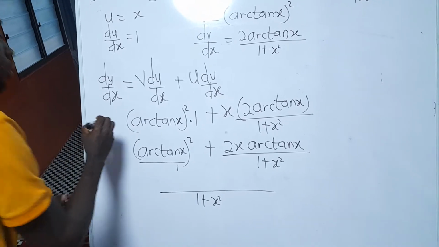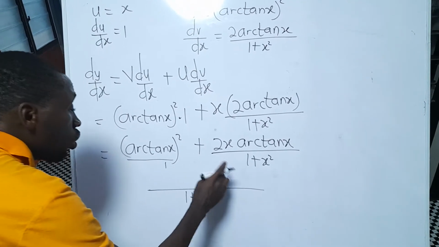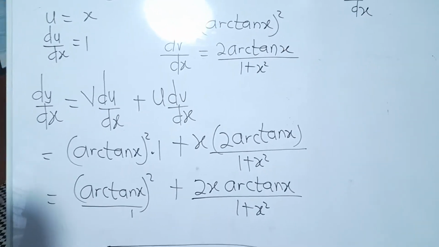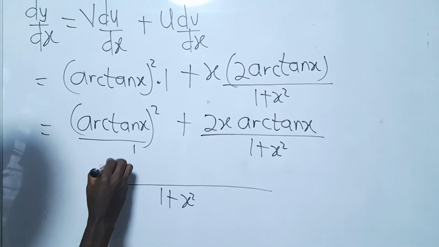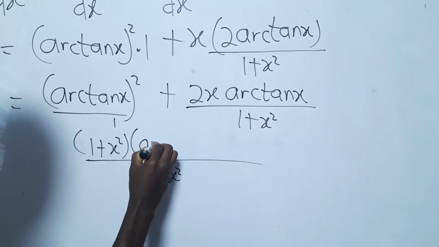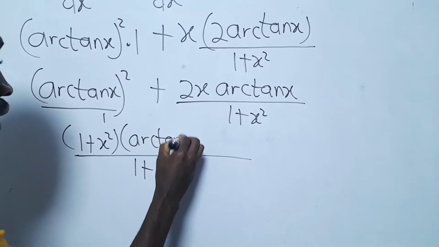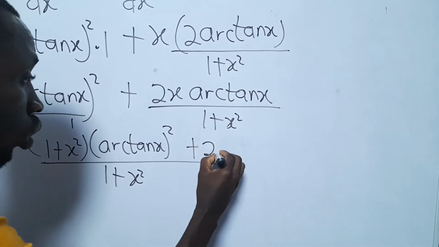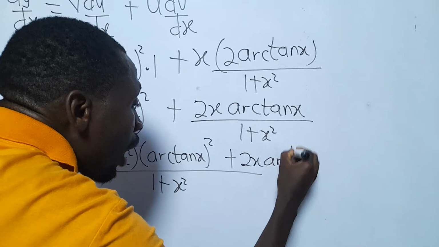So what do we have? If 1 goes here, it will be 1 plus x squared times arctan x all squared. And this goes here, 1. So it will be 2x arctan x.